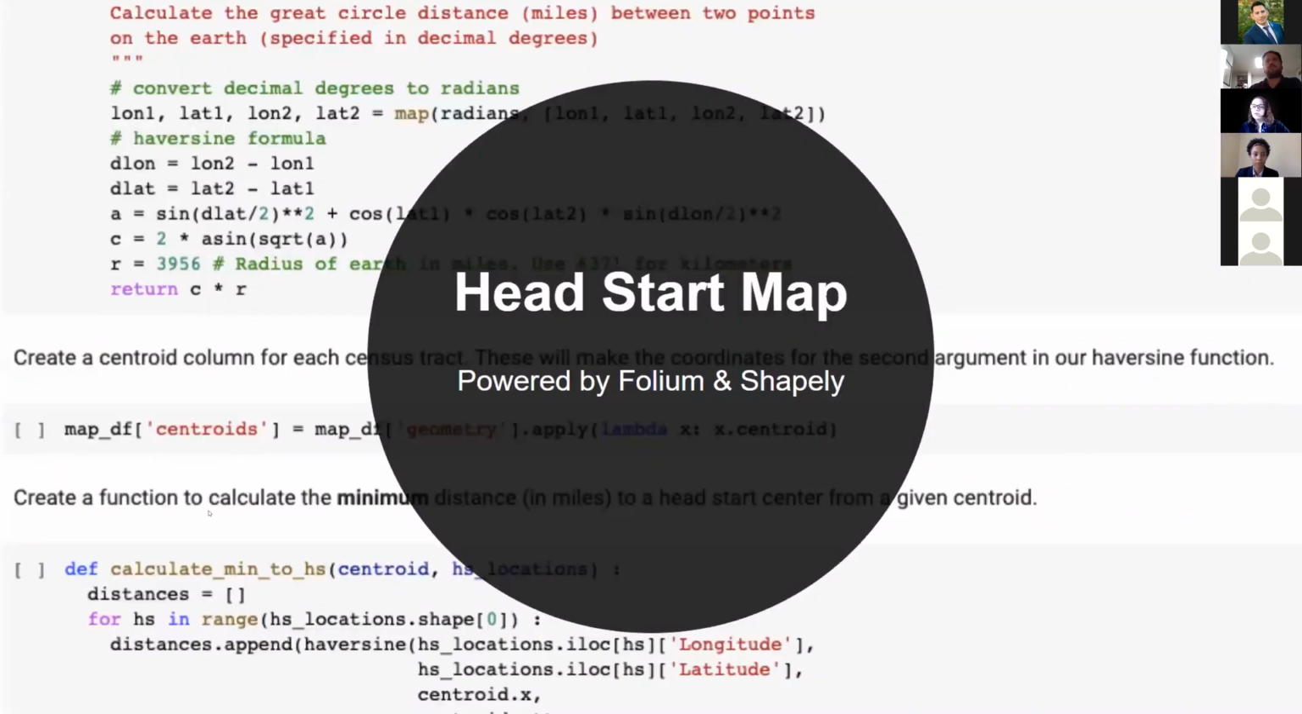So we decided to create an interactive map to better visualize our data and gain some more insight into our clusters and the way that they're laid out. We decided on the Python library Folium to build our map and used another package called Shapely to determine in which tracts the current Head Starts are located.